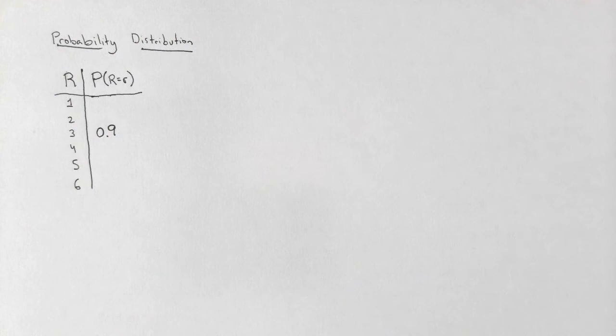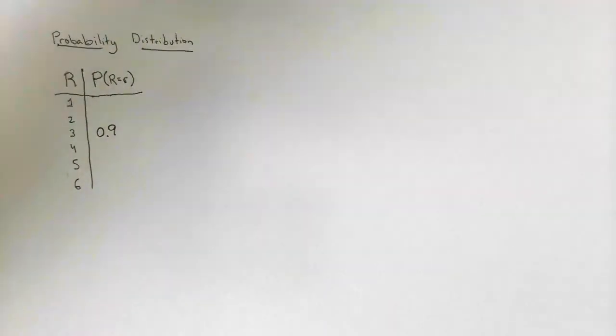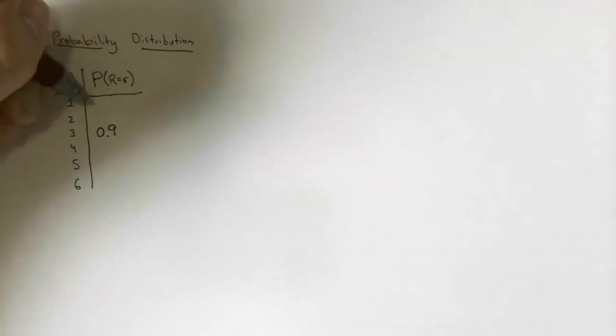Now, I don't want to really embarrass myself by not doing the math correctly here. So what I'll do is I'll just assign 1, 2, 4, 5, and 6 equal probabilities, right? So they need to add up to 0.1, and there are 1, 2, 3, 4, 5. So how much is that? 0.02 each one?